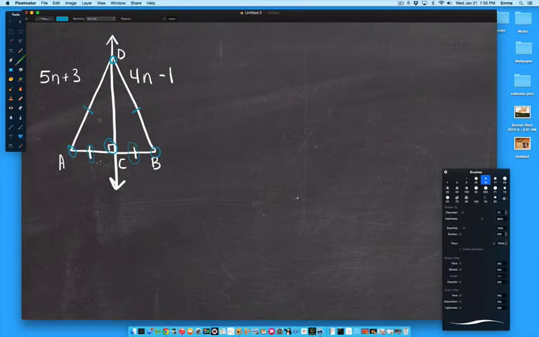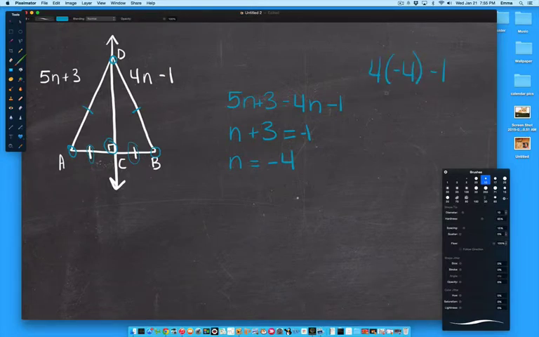Now, all we have to do is create an equation and solve it. And then plug the value of n back into one of the original equations. And we have the length of our segment.